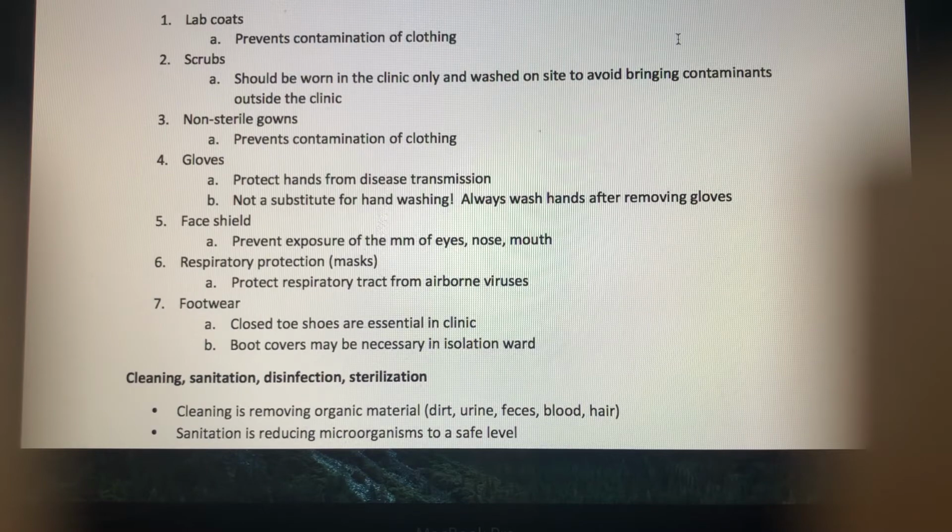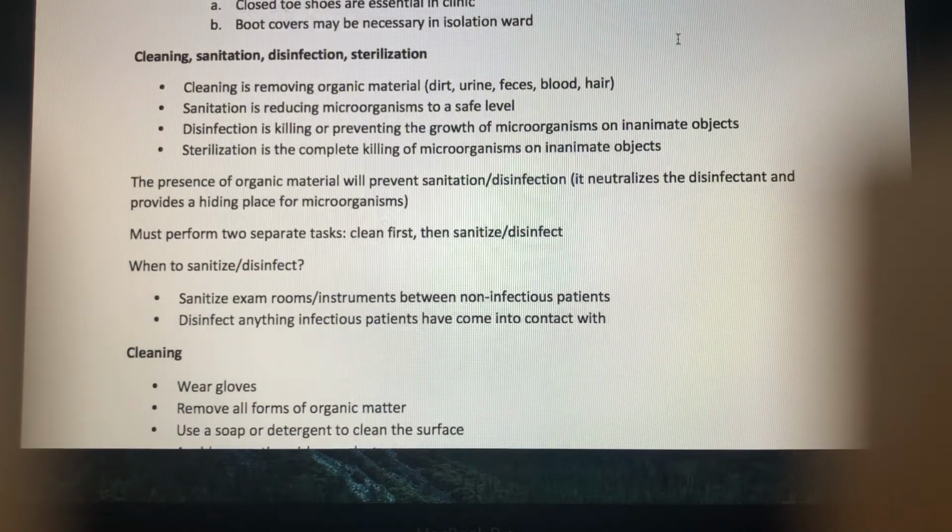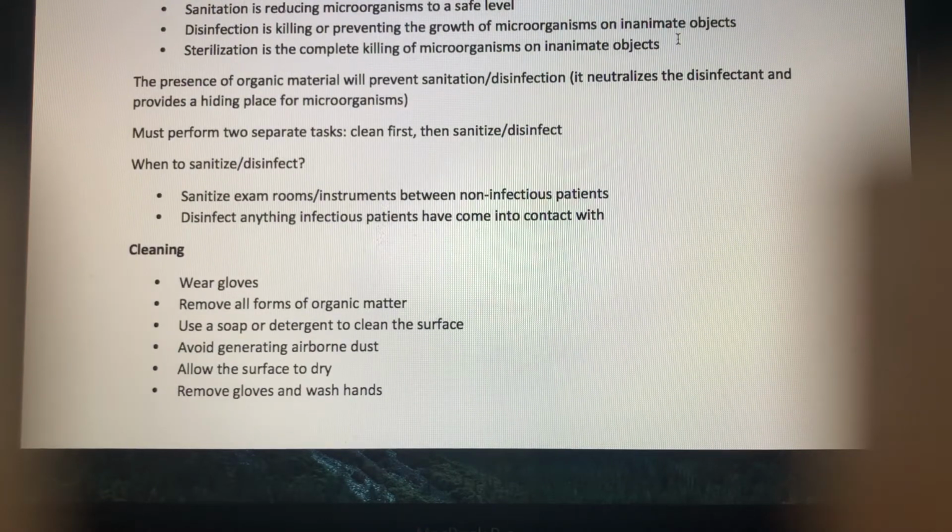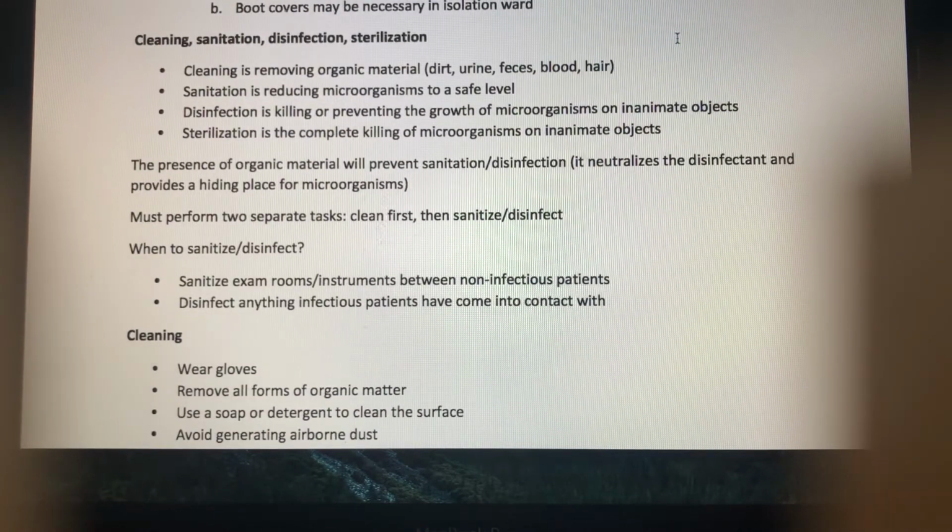Okay, so cleaning, sanitation, disinfection, sterilization. That's our next topic. All those 4 terms people like to use interchangeably. They are not interchangeable terms. They have different meanings, and the meanings are this. Cleaning is strictly removing organic material. Organic material are things like dirt, urine, feces, blood, and hair. So when you're cleaning, you're just making it look nice, but you're not really doing much in terms of microorganisms. And microorganisms are the things that are going to make you sick.